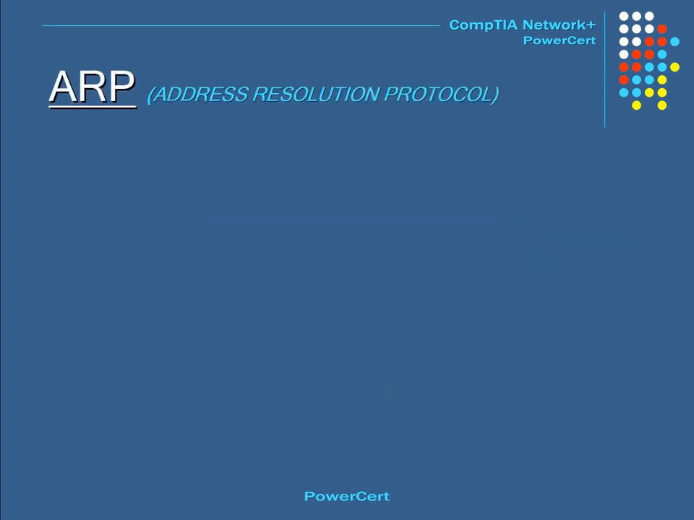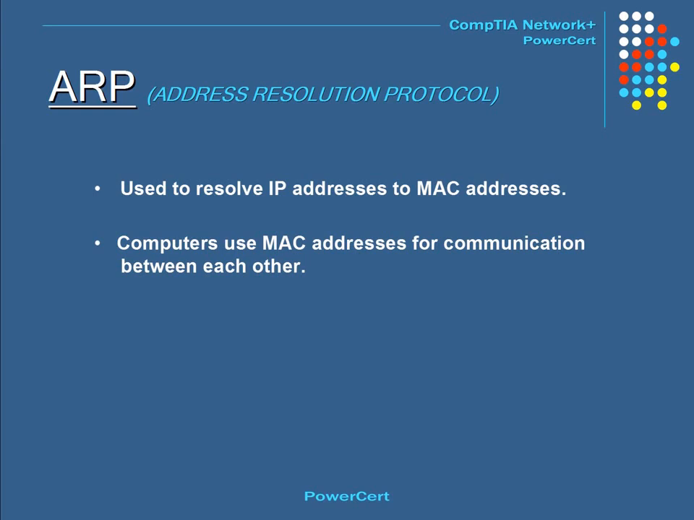ARP stands for Address Resolution Protocol, and this is a protocol that is used to resolve IP addresses to MAC addresses. Whenever a computer needs to communicate with another computer on the network, it needs the MAC address for that computer. So for example, let's say a computer wants to communicate with another one.